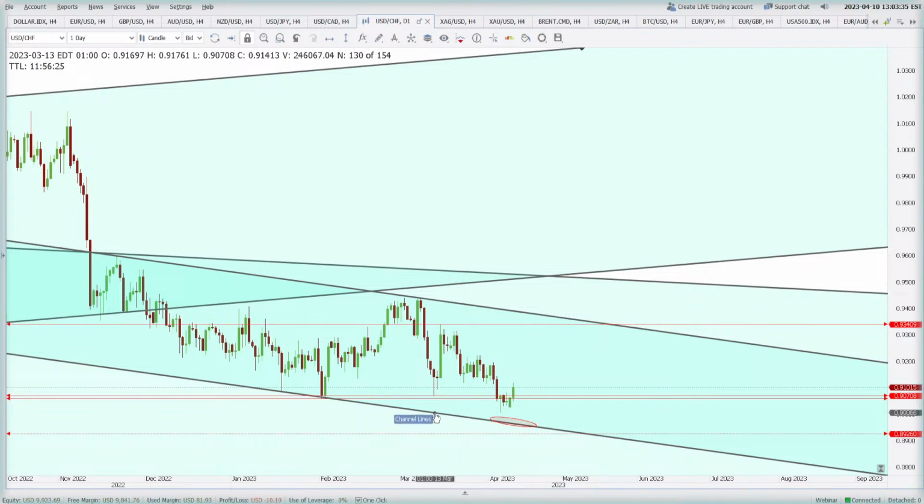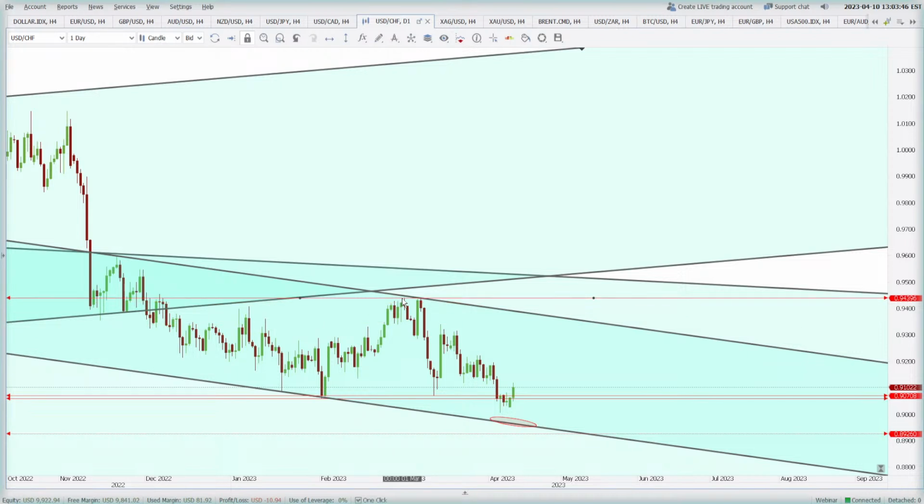0.9340 is the downswing pivot. Now you may be thinking why it is so, because after making this low, the price made a high here, then it made a low here. Okay, no, this is not it. So this is the one. The 0.9441 area is the downswing pivot. The price has to move beyond that level so that we can say, okay, now we are in an uptrend.